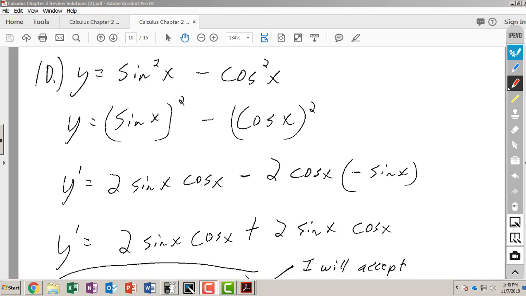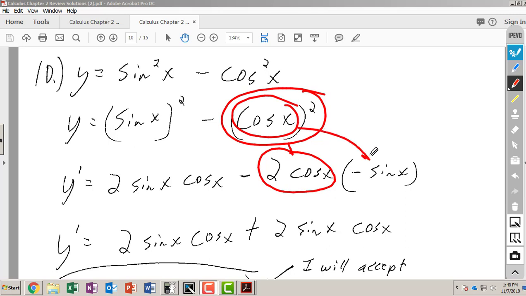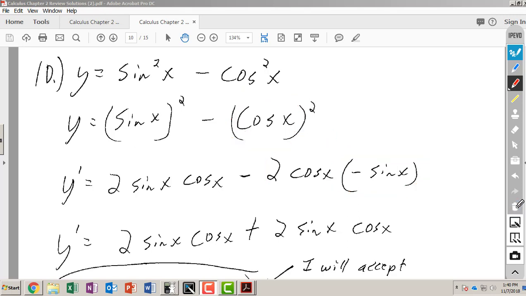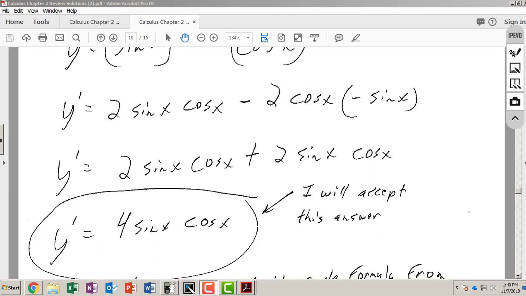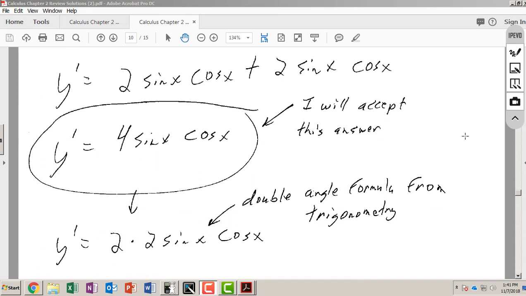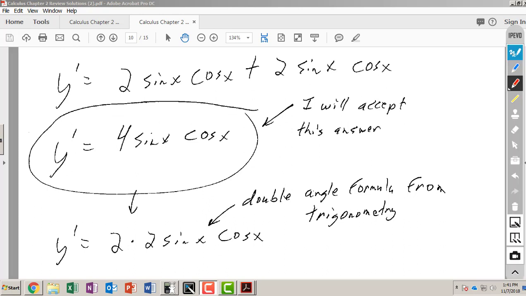Now I do the exact same thing for the cosine of x squared. So here's my outer equation. So now when I differentiate this, I get 2 cosine of x. Then I take the derivative of what's inside. The derivative of what's inside, the cosine of x, gives me the negative sine of x. Simplify this down, leaves me with 2 sine of x cosine of x plus, so this negative negative makes this a positive right here, 2 sine of x cosine of x. And those are like terms. So when I add those together, I get this answer of 4 sine of x cosine of x.